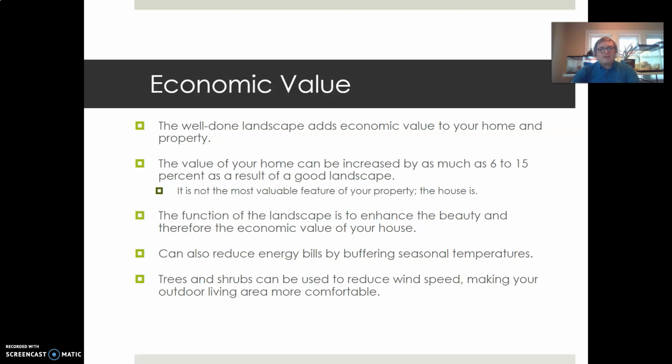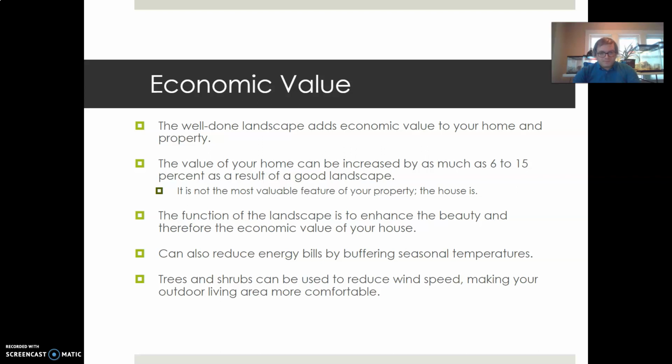It can also reduce energy bills by buffering seasonal temperatures. So again, if you have tree cover that is blocking like your windows, for example, that can limit how much sunlight comes into the house. It can limit how much heat is produced whenever you're looking at your AC bill in the summertime, for example. That would be one way that the tree would be able to help with that during that time of the year.